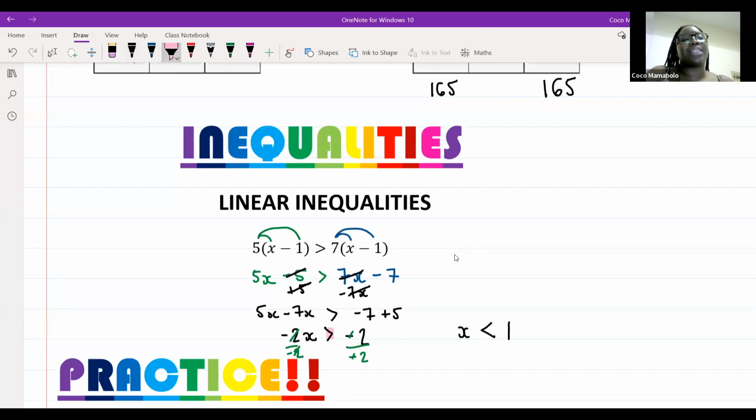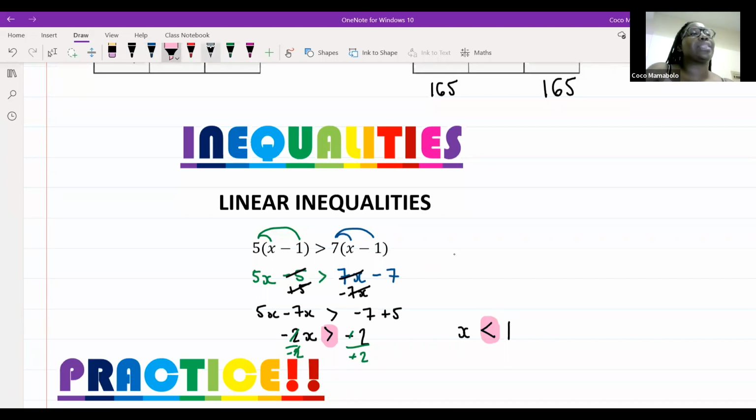What did I do to the sign, guys? What did I do to the sign here in the middle? What happened to the sign, guys? Have a look at this sign over here. Good, I flipped it. I changed it. I flipped it around, right? And I'm going to explain why we do that.